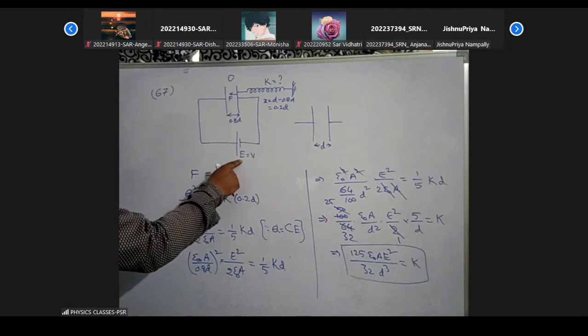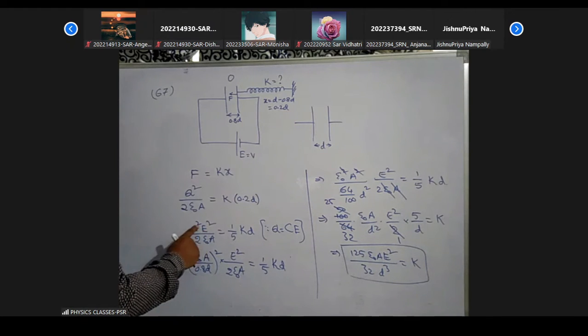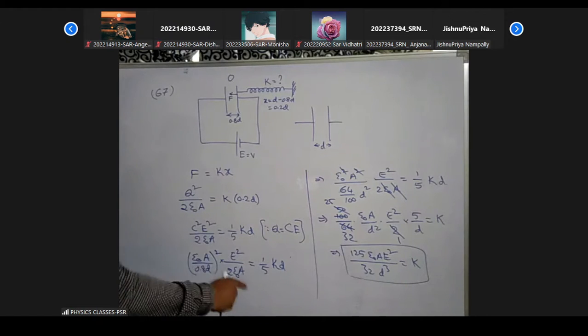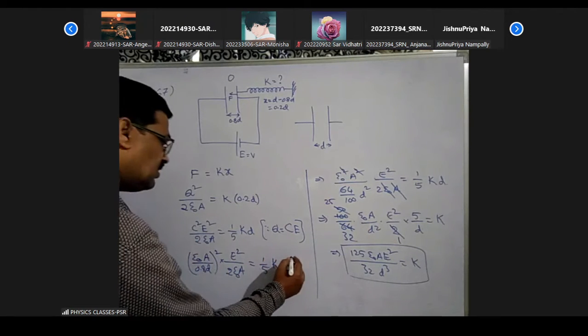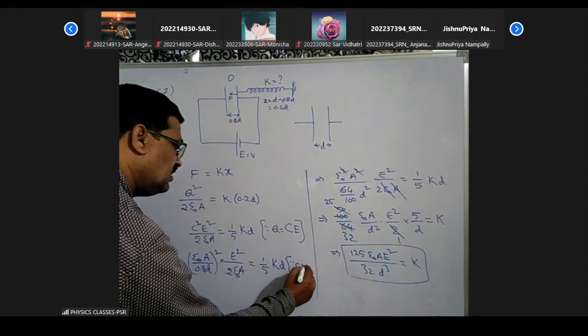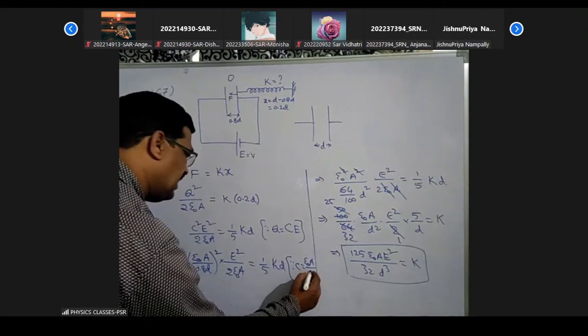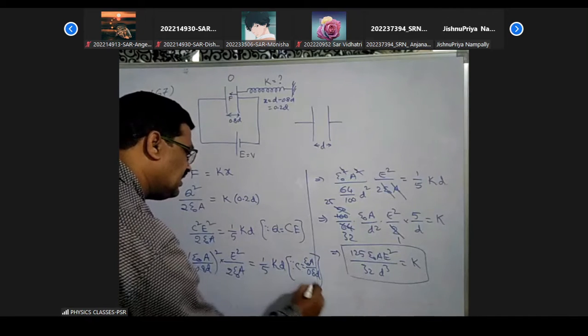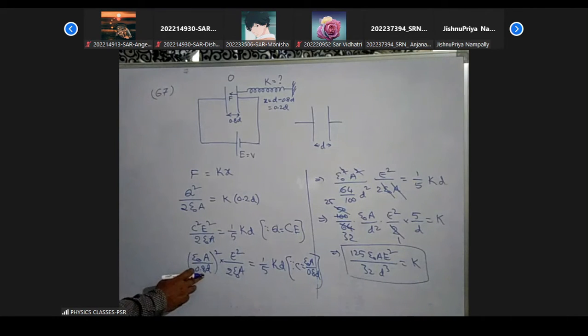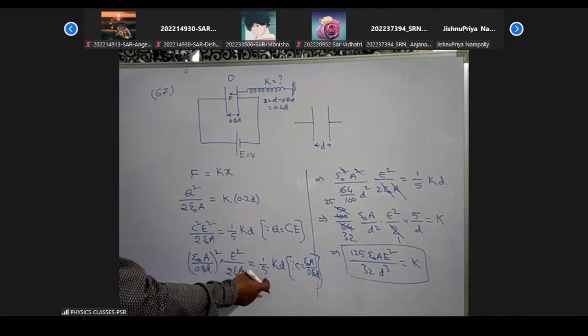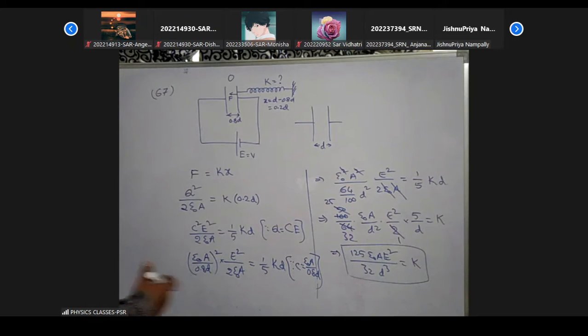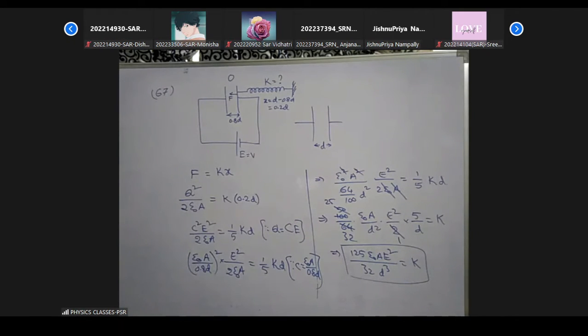Instead of V, the symbol given is E. That's why we use Q equal to CE, so C square. If you want to note down, C is equal to epsilon naught A by 0.8 D. Instead of C square, we use this whole square into E square by 2 epsilon naught A is equal to 1 by 5 kD. Now simplifying, K is equal to 125 epsilon naught A E square by 32 D cube. Important model.